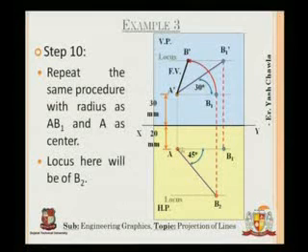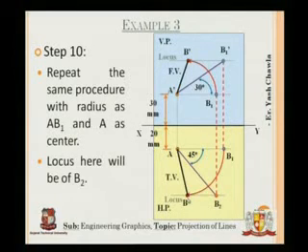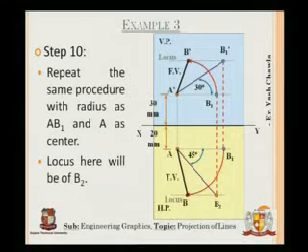So my radius will be A to B1 and A will be my center, and from there I will draw an arc which will intersect this locus somewhere here, which will be B2. So first we'll draw an arc. I'll mark this point as B, and then I will draw a straight line AB, which will be my actual top view.